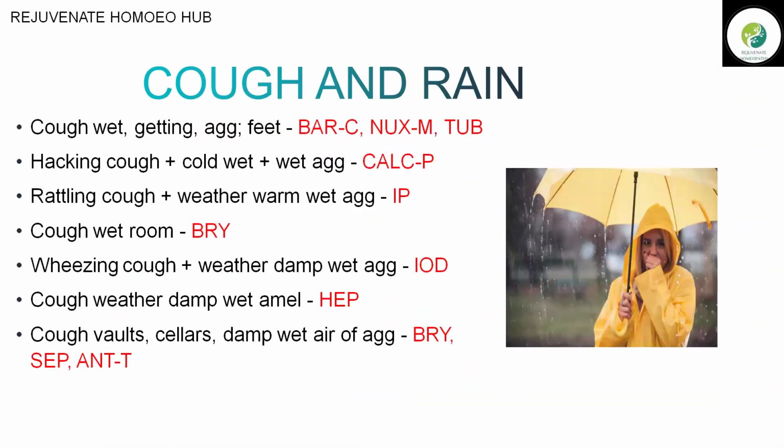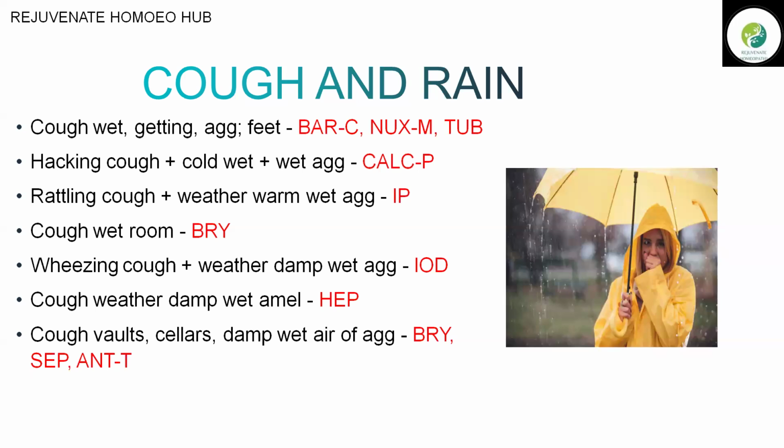Coming to cough and rain. Cough, wetting, getting aggravation from the feet: Baryta carb, Nux moschata, and Tuberculinum. And Tuberculinum is the remedy where patients suffer from recurrent childhood illnesses with all respiratory complaints, which occur very recurrently year by year, can be Tuberculinum. And Tuberculinum patients are very destructive, disobedient. Baryta carb has so much shyness, timidity you can see, developmental delay you can see in Baryta carb.